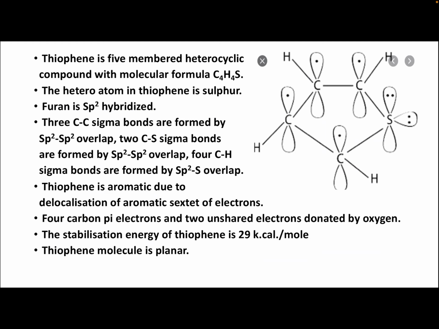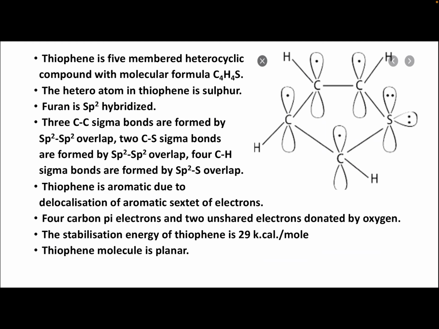So thiophene is a 5-membered heterocyclic compound with molecular formula C4H4S. The heteroatom in thiophene is sulfur. It is sp2 hybridized, that means all the carbons and sulfur are sp2 hybridized. 3 carbon-carbon sigma bonds are formed by sp2 overlap. 2 C-S sigma bonds are formed by sp2 overlap. 4 carbon-hydrogen sigma bonds are formed by sp2-s overlap.